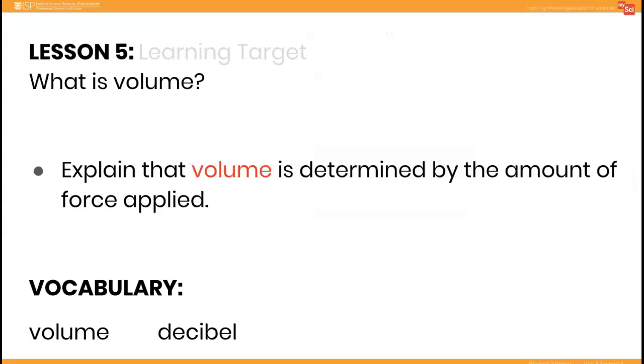By the end of this unit, students should be able to answer the question, what is volume? They've explained that volume is determined by the amount of force applied to an object, and they will use this idea as they think about putting on a show with light and sound.